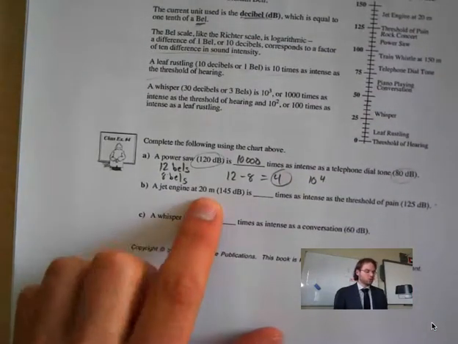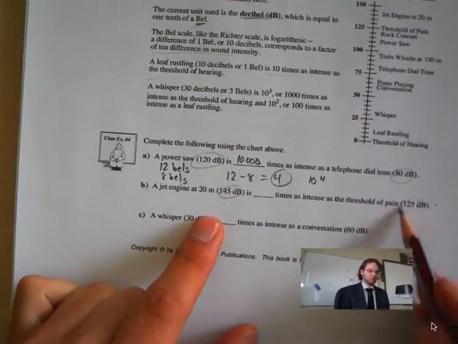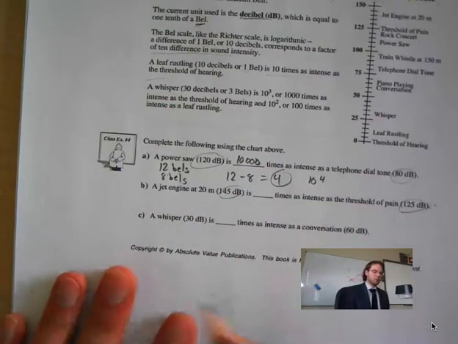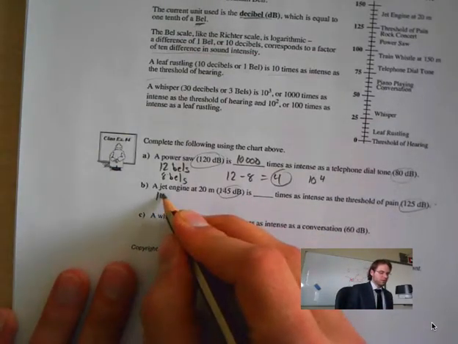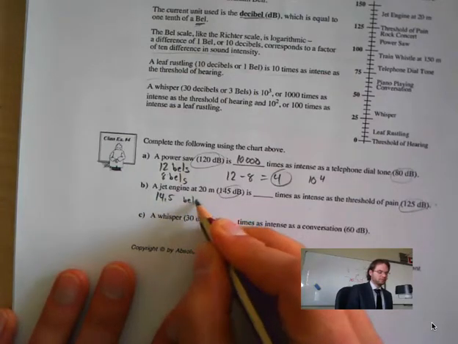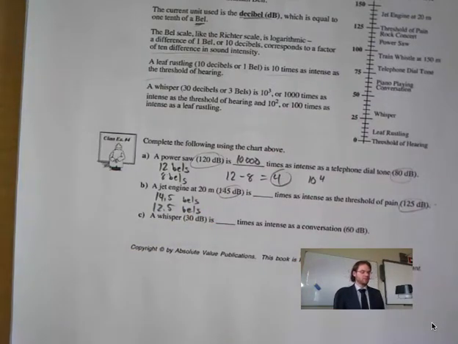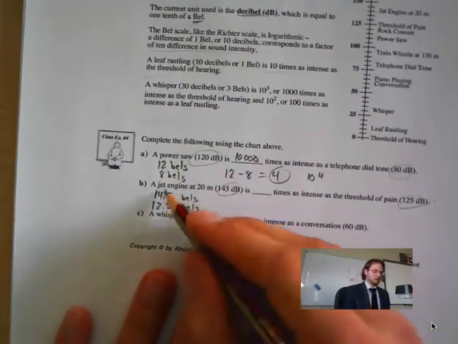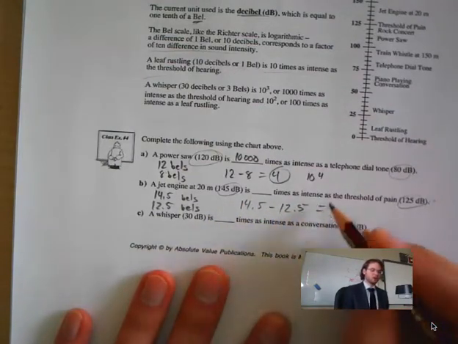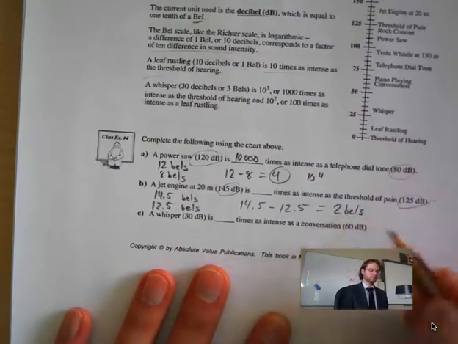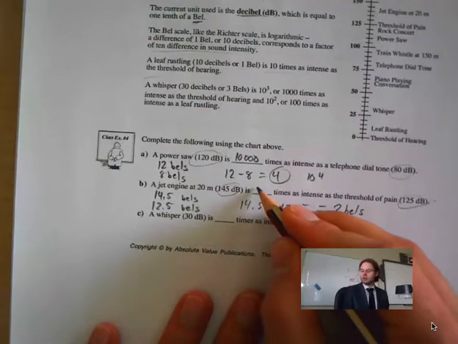A jet engine of 20 millimeters is 145 decibels, and this one is 125 decibels. So how many bells is each of them? Always convert first to bells. So I'm going to get 14.5 bells and 12.5 bells. Okay? So I convert this. The difference is 14.5 minus 12.5, which is equal to 2 bells. Well, that's 10 to the power of 2. 10 to the power of 2 is equal to 100.